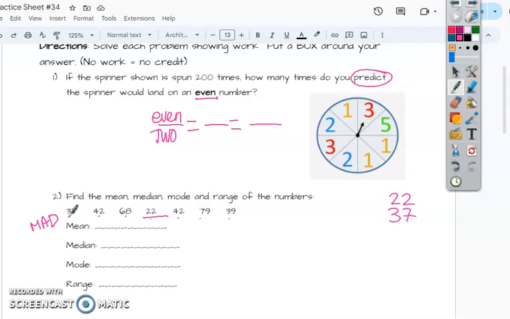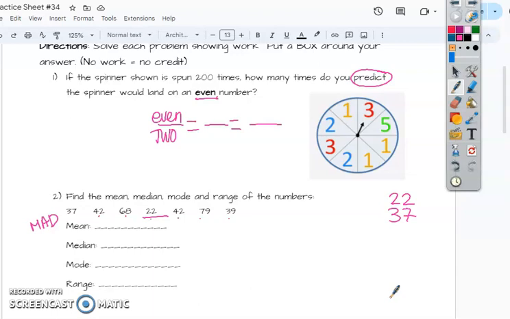Median, middle. Look at your ordered numbers. What number is in the middle? There's one number that's right in the middle. That's your median. Mode is the one that repeats the most often. It's not necessarily the biggest, the one that repeats the most. Remember on a dot plot? The one that has the most dots.